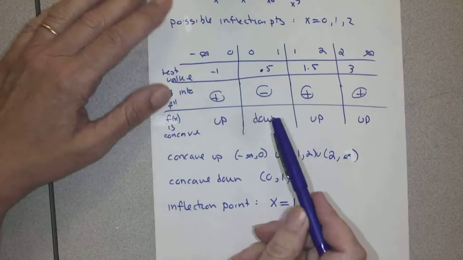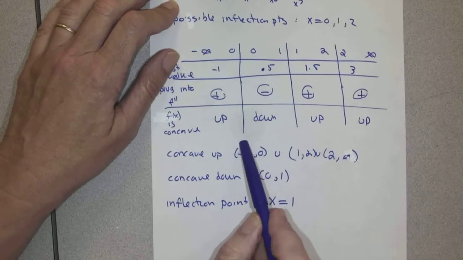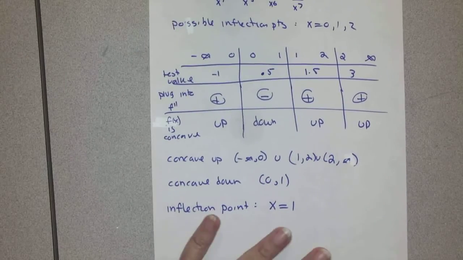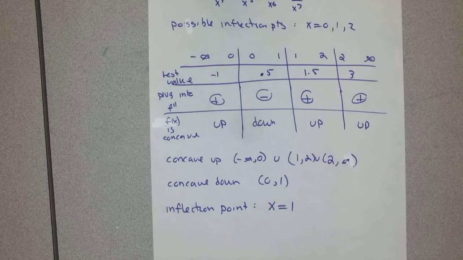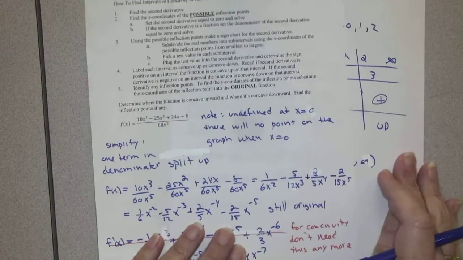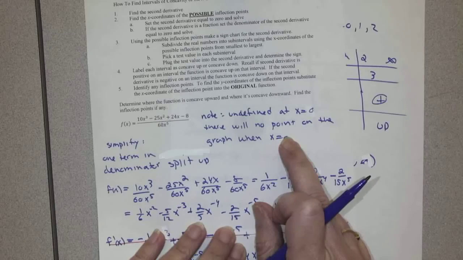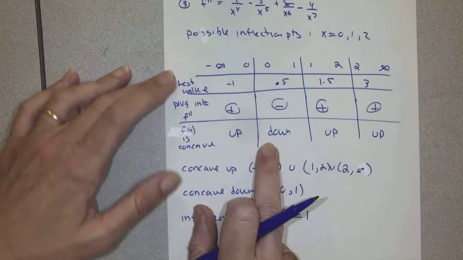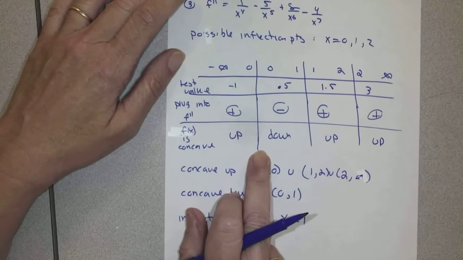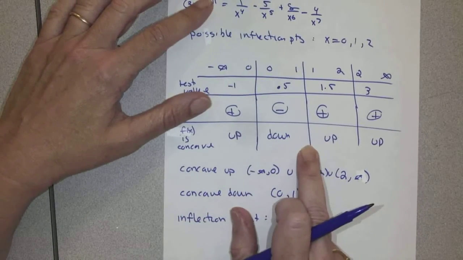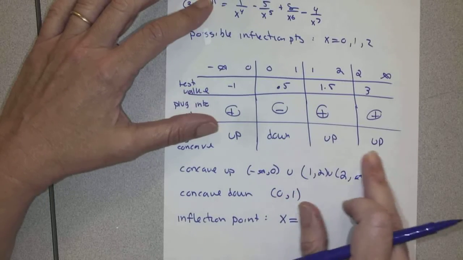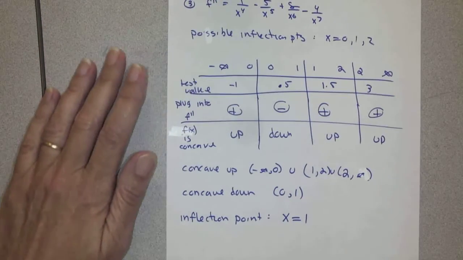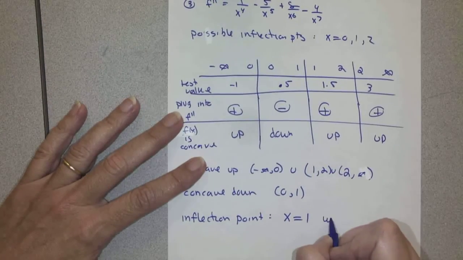We already said that 0 was not going to be an inflection point because the original function was undefined at 0. So this is where you have to really remember things. Original function undefined at 0, no point on the graph at 0. So yes, we changed concavity, but not because we passed through an inflection point. It's going to be an asymptote. Here, there's a change, so inflection point. And here, no change, so no inflection point. So I get an inflection point just at 1.